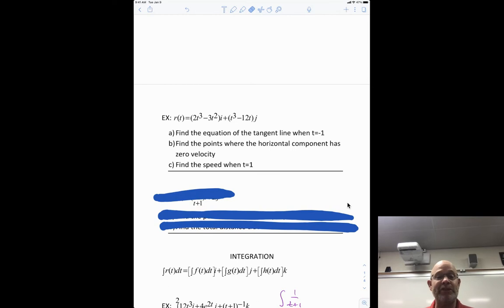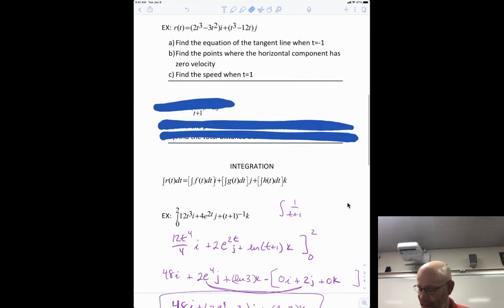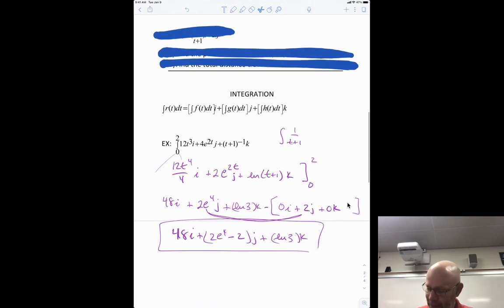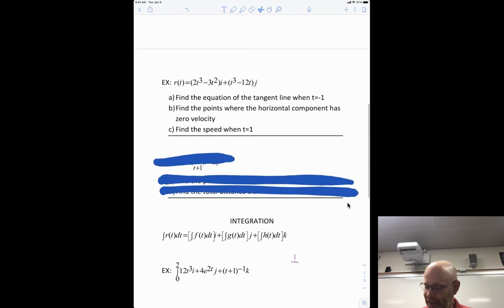So here we have a position vector, 2t cubed minus 3t squared i plus t cubed minus 12t j. So I'm going to ask all the similar types of questions. I'm going to move this here. Let me come down here so you can see both. I'm going to erase this one. Give me a second here. Oops. Get rid of this. All right, now you can see both.